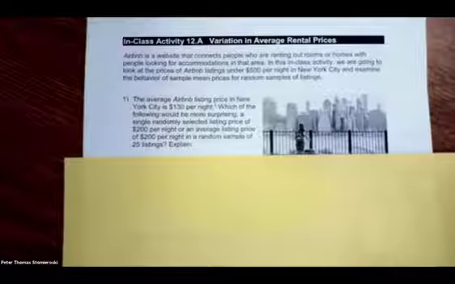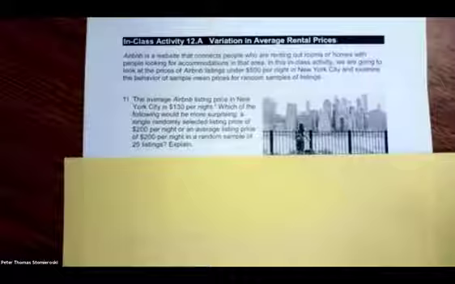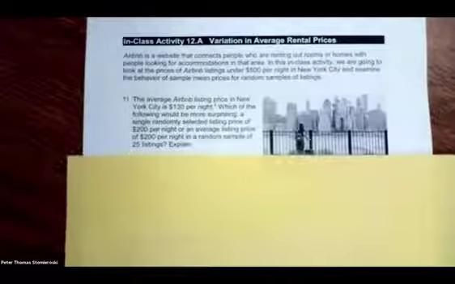Hi, everyone. This is in-class activity or lesson 12A, variation in average rental prices. Airbnb is a website that connects people who are renting out rooms or homes with people looking for accommodations in that area. In this in-class activity, we're going to look at the prices of Airbnb listings under $500 per night in New York City and examine the behavior of sample means prices for random samples of listings.